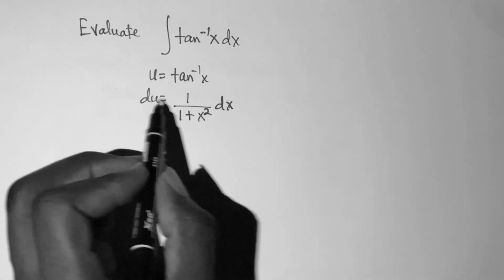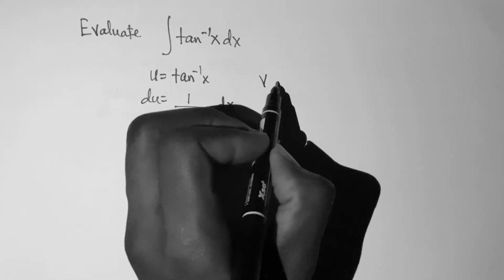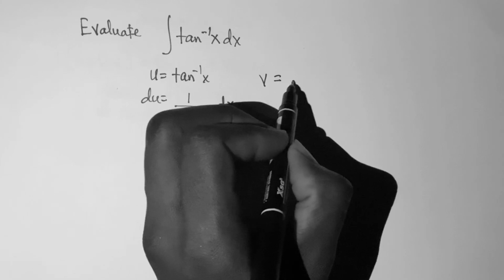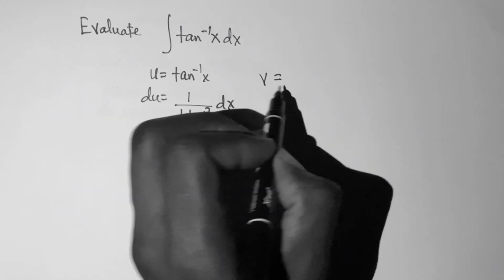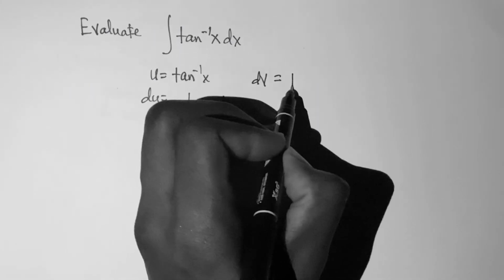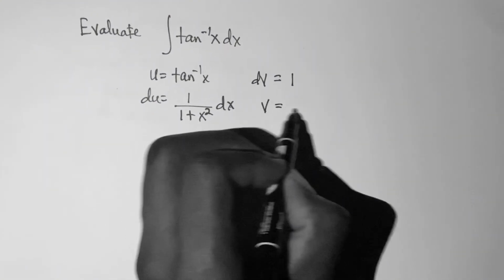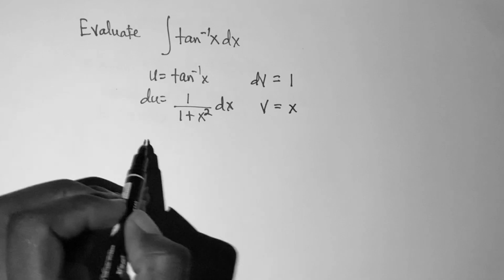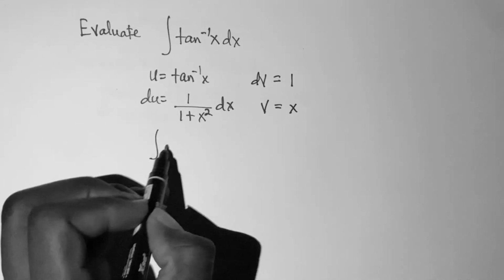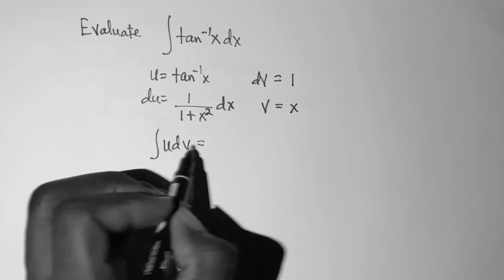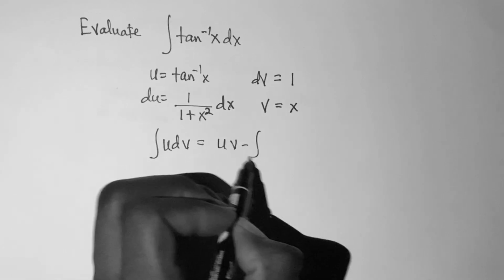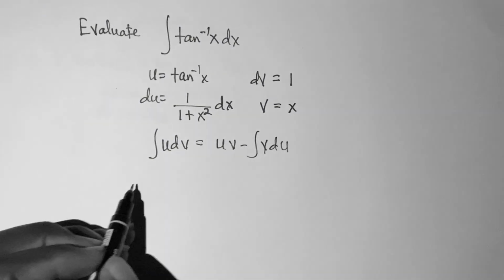So now, having done this, let's let v be equal to 1. So it implies that v is equal to x. Now, the formula is integral of u dv is equal to uv minus integral of v du.